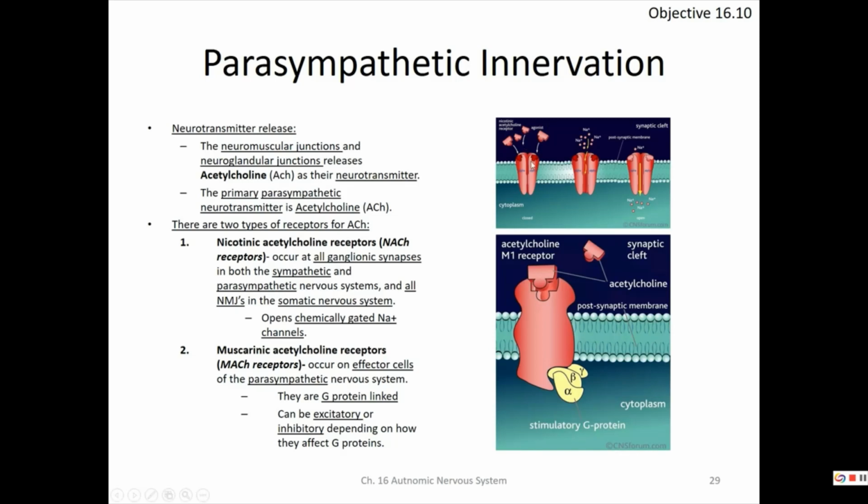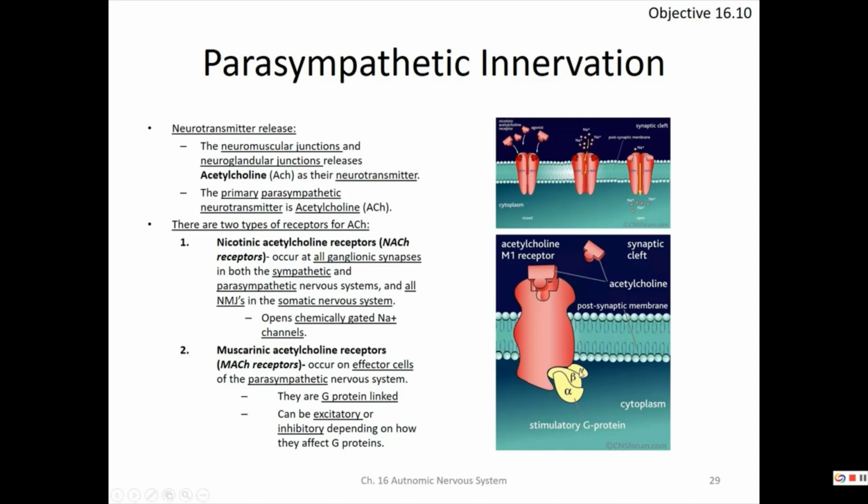Though acetylcholine is used at the effectors, you will find that nicotinic receptors, which open chemically gated sodium channels because they are stimulated by nicotine and acetylcholine, are found at all ganglionic synapses, whether sympathetic or parasympathetic, and all somatic NMJs. Now that's a big deal, okay? It's a big deal.